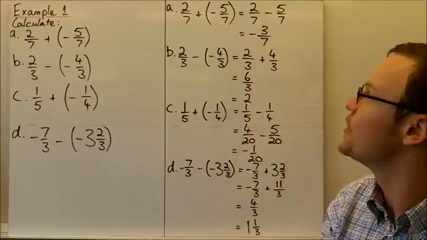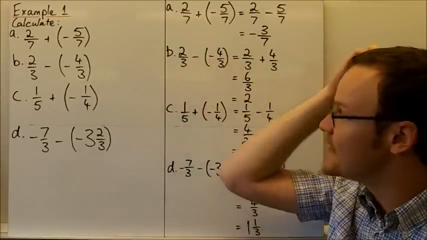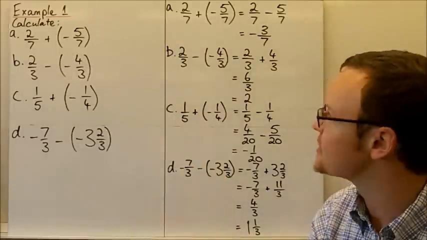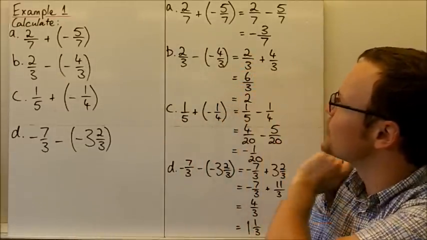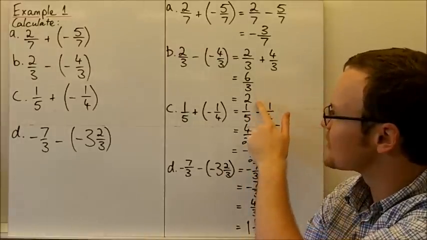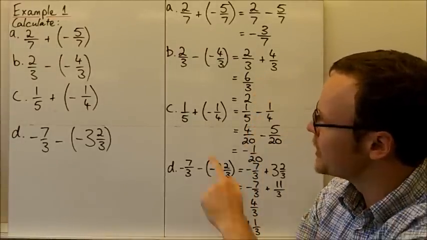That's 2/7 take away 5/7, and we have negative 3/7. Now if we've got 2/3 subtract negative 4/3, if we subtract a negative, that's the same as adding. So that's going to be the same as 2/3 plus 4/3. That's 6/3 in total, and 6/3 is the same as 2. So 6 divided by 3 is 2.